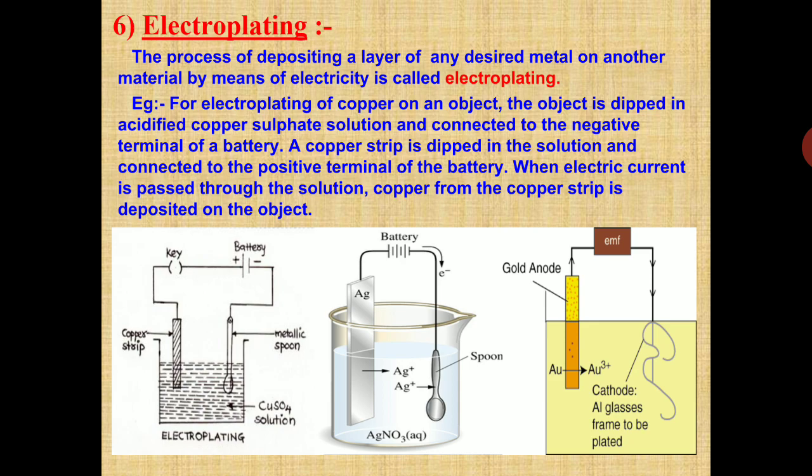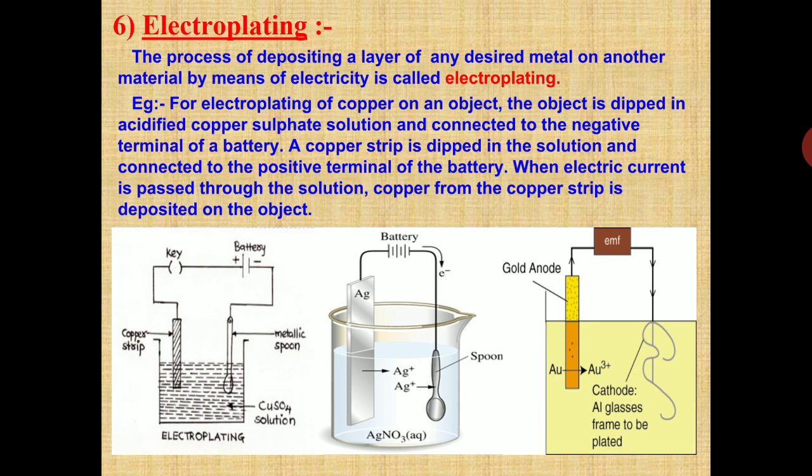For electroplating of copper on another object, the object is dipped in the acidified copper sulfate solution. Suppose we are doing copper plating. For that, the object must be dipped in acidified copper sulfate solution and connected to the negative terminal of the battery. A copper strip is dipped in the solution and connected to the positive terminal of the battery. So a pure strip of copper is connected to the positive terminal of the battery.